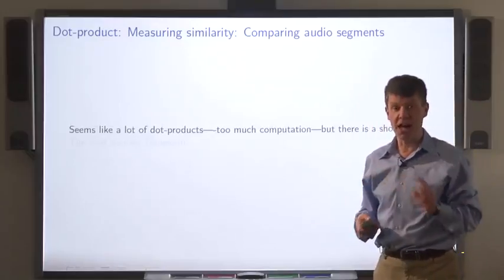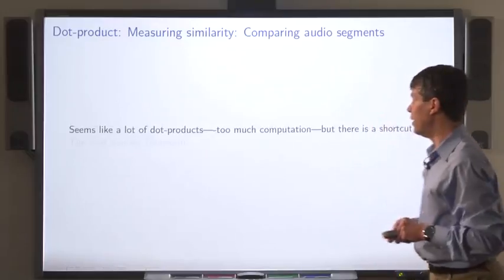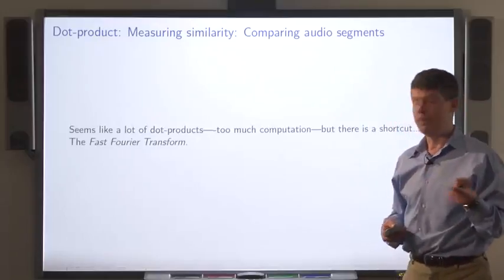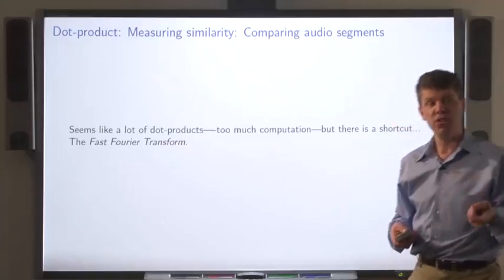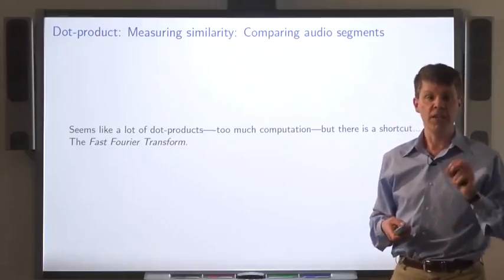Now, this seems like a lot of dot products to take, but there are shortcuts. In particular, there's an algorithm called the fast Fourier transform that enables you to take all these dot products very efficiently.